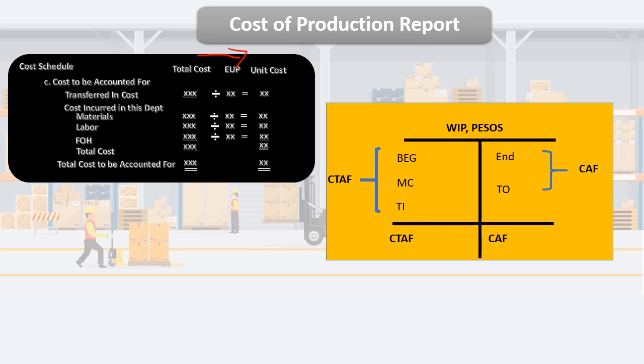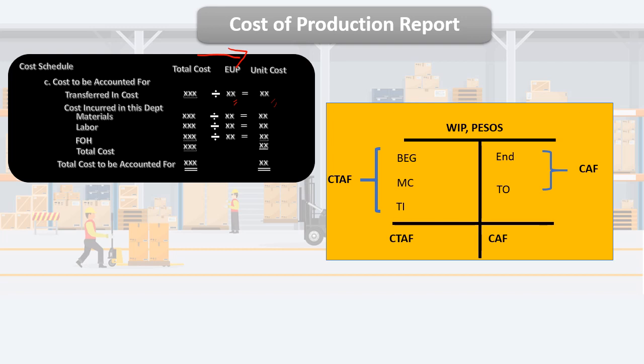Then, i-divide mo lang dun sa equivalent unit of production which is na-compute din natin yan. Then, makukuha po natin yung unit cost. Okay? So, dapat po yung unit cost ay same doon na nanggaling sa prior department kasi nililipat lang naman natin dito sa current department. So, yung second portion ng ating cost to be accounted for is yung cost incurred in this department. So, ito po yung ating mga manufacturing cost.